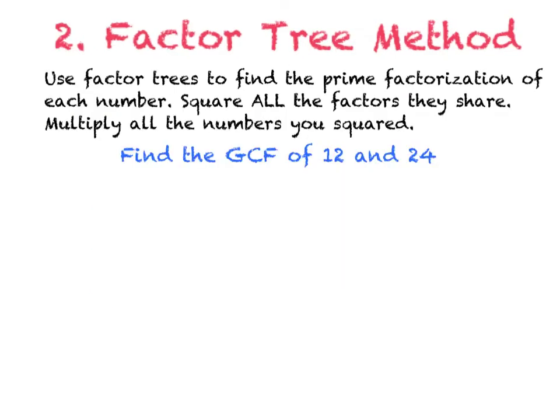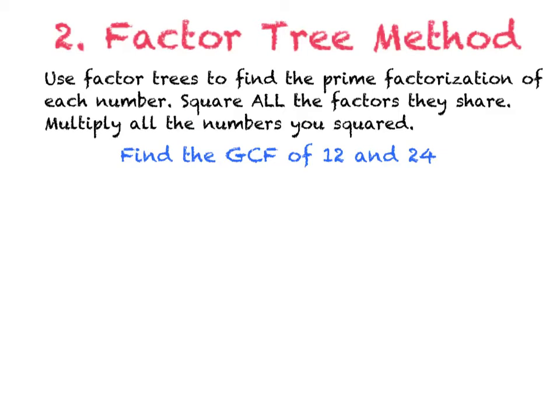The second method we're going to look at asks us to make a factor tree, which also should be familiar to us. In this method, we use factor trees to find the prime factorization of each number. Then we're going to put a square around all the factors that they share. We're going to multiply all the numbers that we squared.